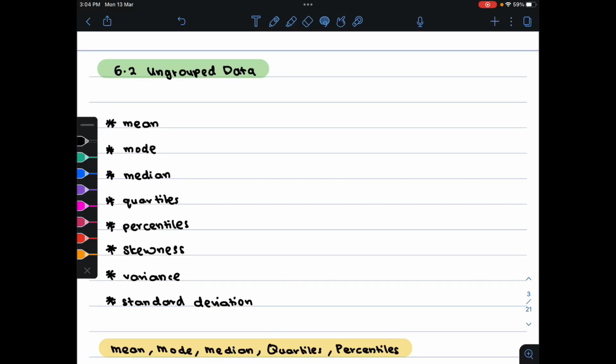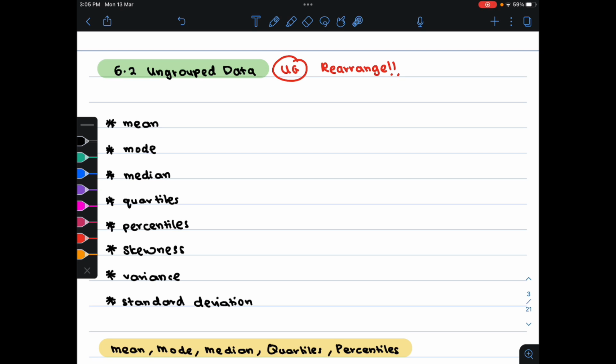6.2 is ungrouped data. Let's label that as UG. So whenever you see ungrouped data, just write down UG so that you will know what formula to use in order to solve for the data that you got. The first thing that you need to do whenever you got ungrouped data is to rearrange your data from smallest to biggest. That's the first thing that you need to do before you do anything else.